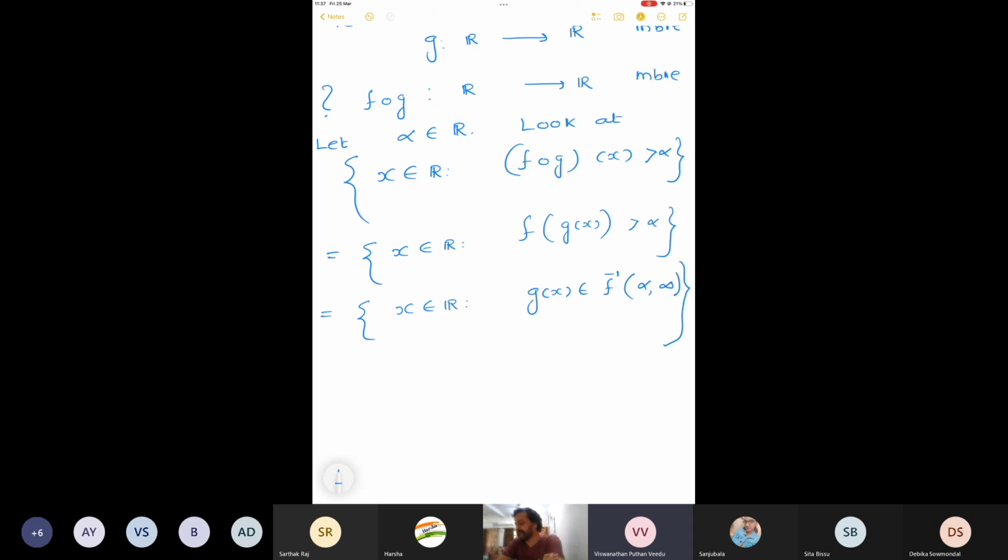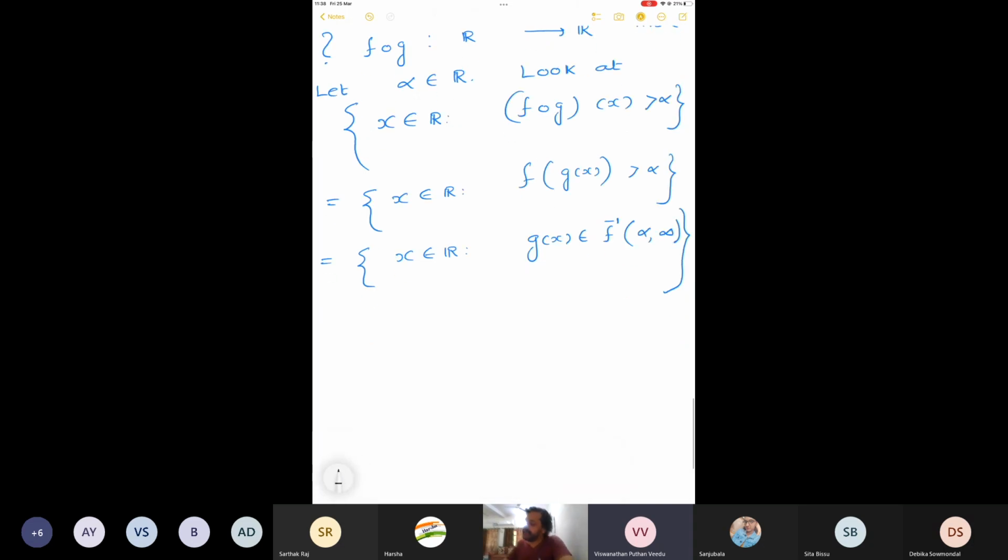Think over it a while and tell me whether you agree with this. f of g of x greater than alpha is the same as saying g of x is in f inverse of (alpha, infinity). Do you agree? You can try the set inclusions. Suppose f of g of x is greater than alpha, then do you get g of x in this set? And conversely, suppose g of x is in this set, can you get f of g of x greater than alpha?